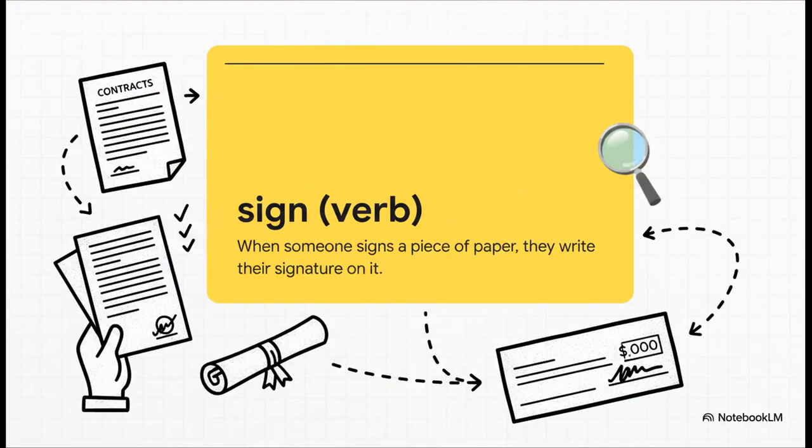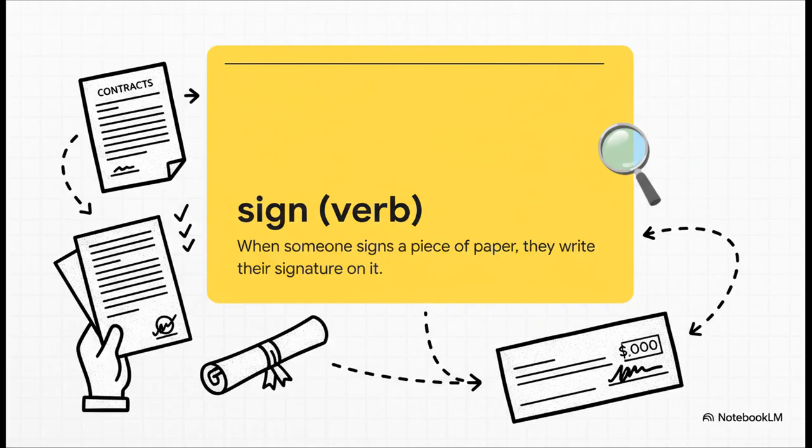But wait, there's more, right? Because it's also a verb. To sign something is to write your signature on a piece of paper. You know, you sign a lease, you sign a birthday card. So, okay, one word, two totally different, but common meanings, easy enough.